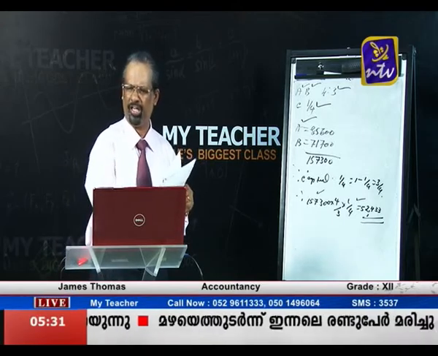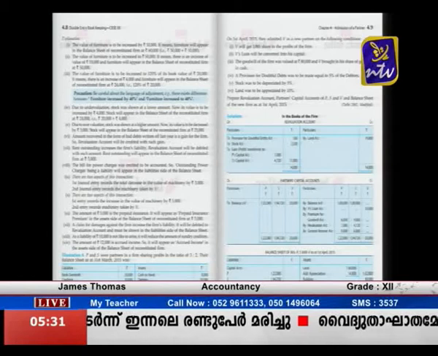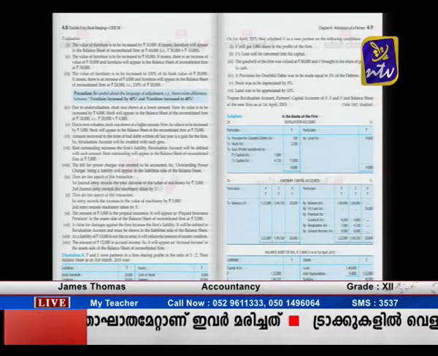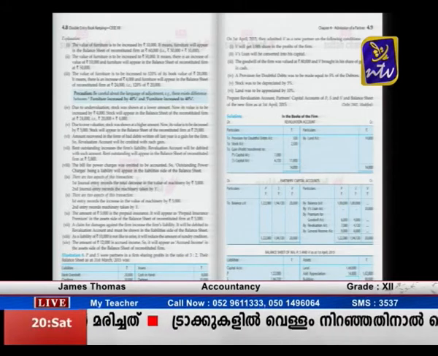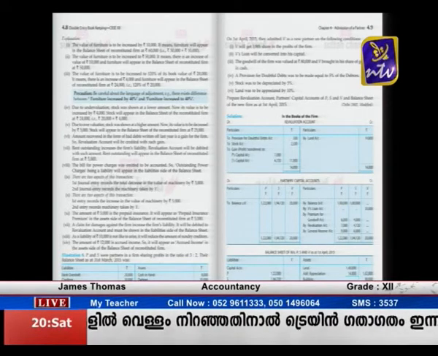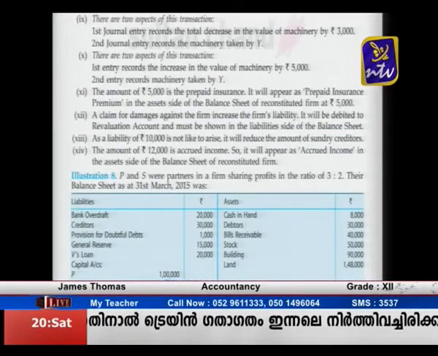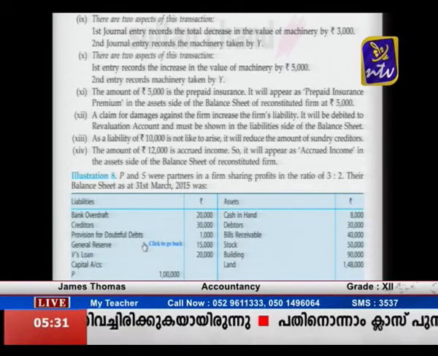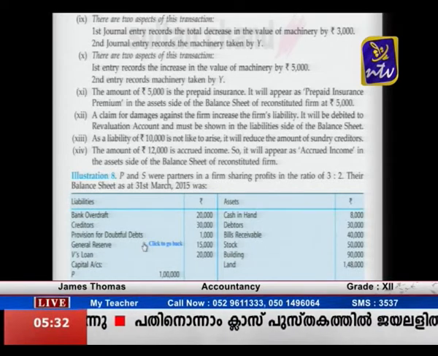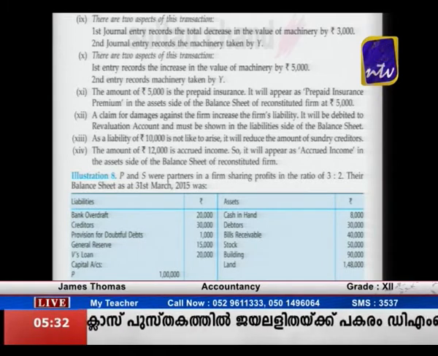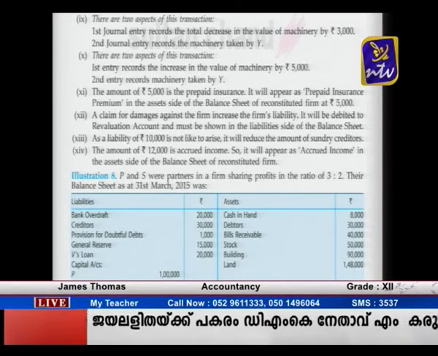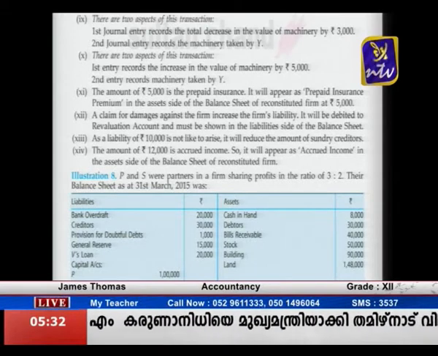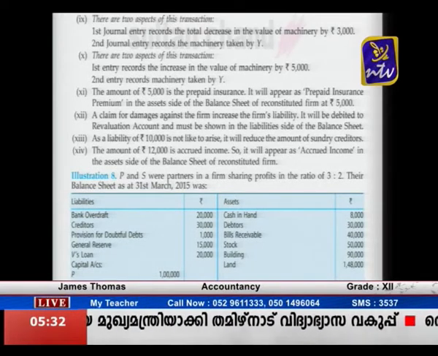Now look at this question. This is a very simple question. This is also a 2000 modified compartment question. So all of you just look at the monitor and see the question. P and S are partners in a firm sharing profits in the ratio of 3:2, and their balance sheet is as follows. They are given bank overdraft and creditors, provision for doubtful debts and general reserve, V's loan, and capital accounts of P and S.